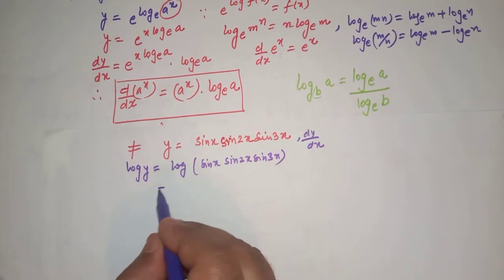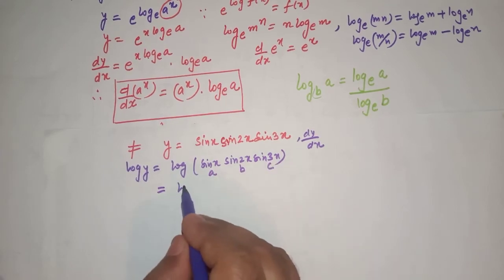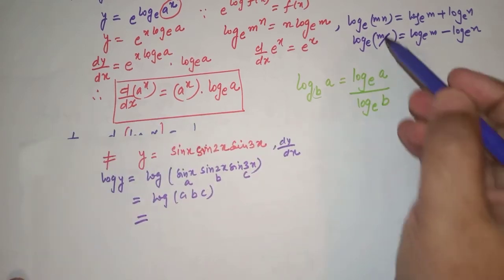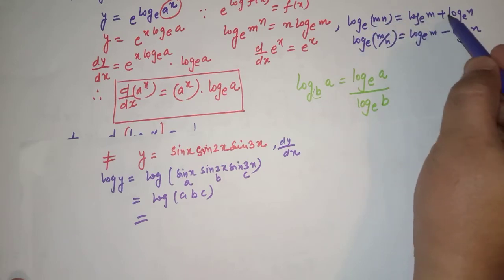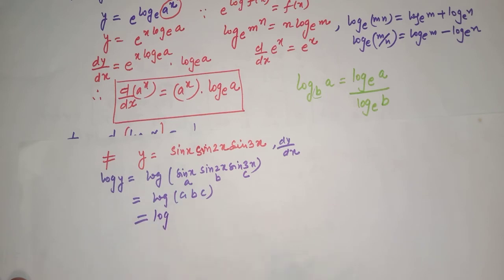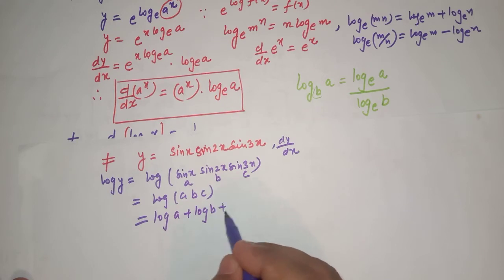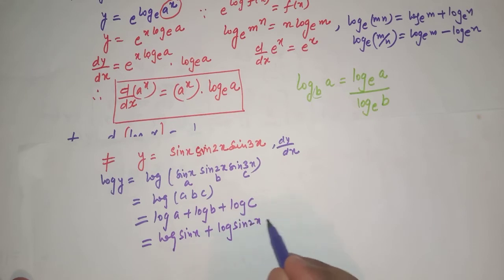Clear? Now here, say this is a, this is b and this is c. So in fact we have abc. Now for the product rule, we will apply this rule: log of mn is log m plus log n. So similarly here we have log of a plus log of b plus log of c. Now we substitute the values here. So we have log of sin x plus log of sin 2x plus log of sin 3x. Clear?